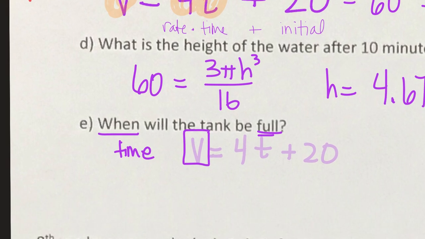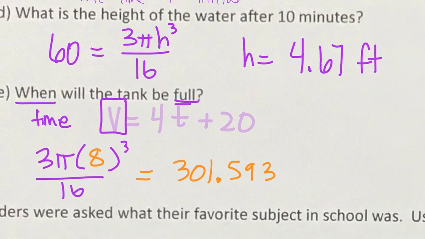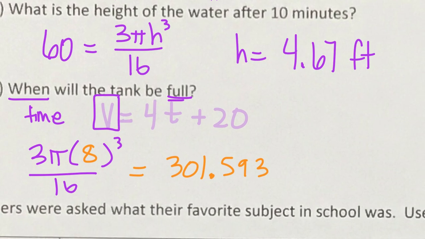Okay, so we're going to use our same equation, 3 pi some height cubed divided by 16. And the maximum height of our cone is going to be 8. Okay, so you plug an 8 into there, and we get a volume of 301.593. Okay, so that's the volume of your tank when it's full.